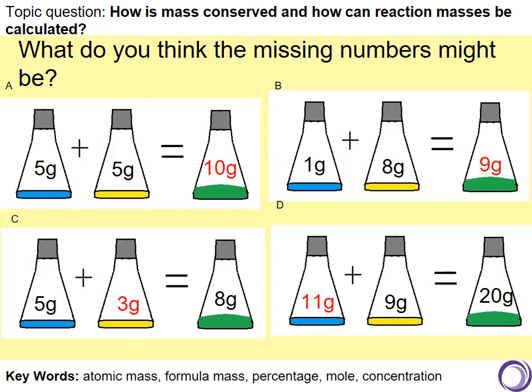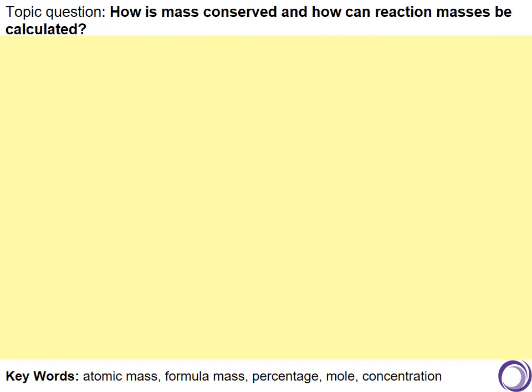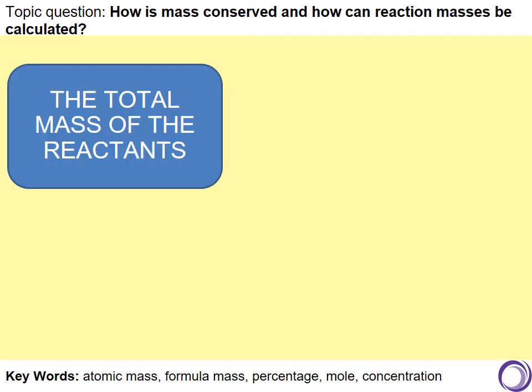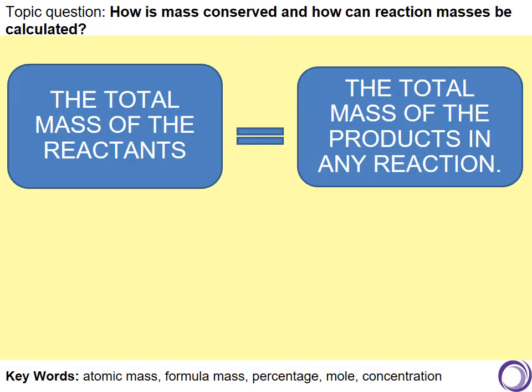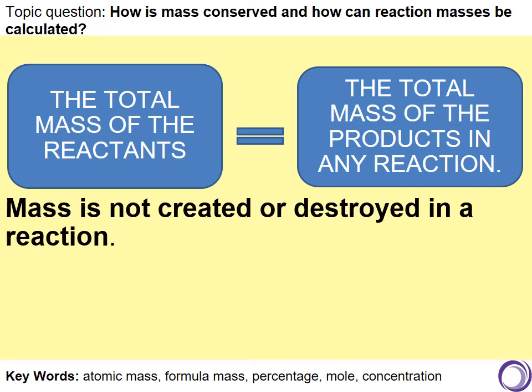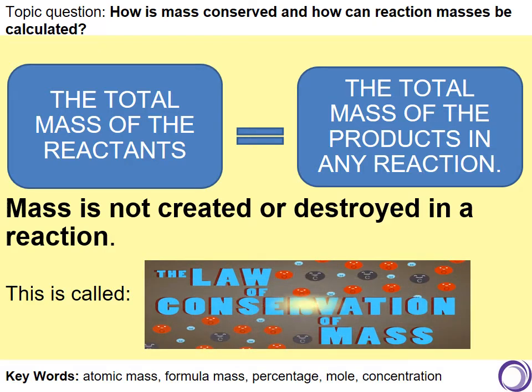And what each of these pictures illustrates is the total sum on the left hand side is equal to the sum on the right hand side. The pictures we've just seen are important because we can apply this to chemistry, where the total mass of the reactants is equal to the total mass of the products in any reaction. This means mass is not created or destroyed in the reaction, and we call this the law of conservation of mass.